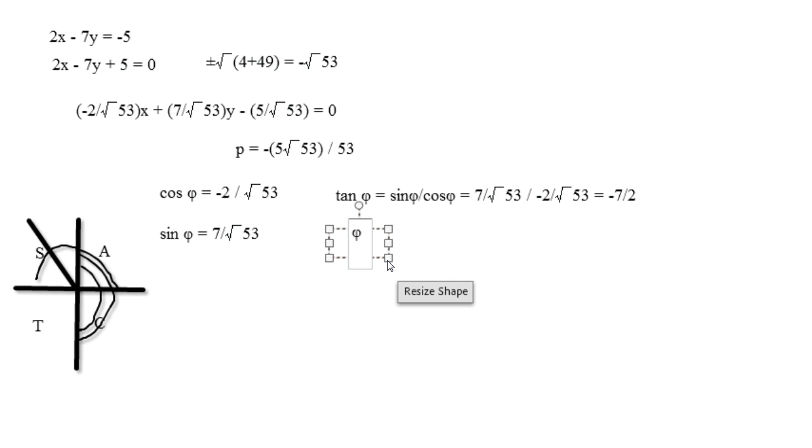So once again, phi is going to equal arc tangent of negative 7 divided by 2. Oof. Let's back off the caps lock a little bit, Mr. Devaney.